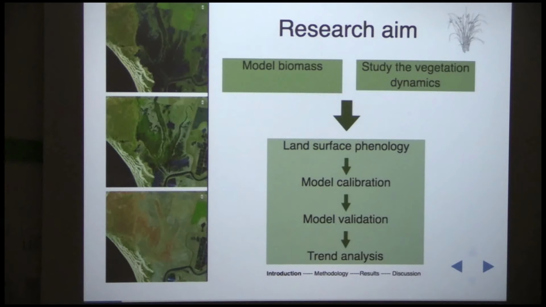What we have done in this project is using remote sensing techniques. We model the biomass production and also we study the different dynamics of the vegetation. We did that in 4 different steps. First, we model the phenology. Secondly, we calibrate the model. Third, we validate this model. And at the end, we study the spatial patterns and the temporal patterns of the biomass production.